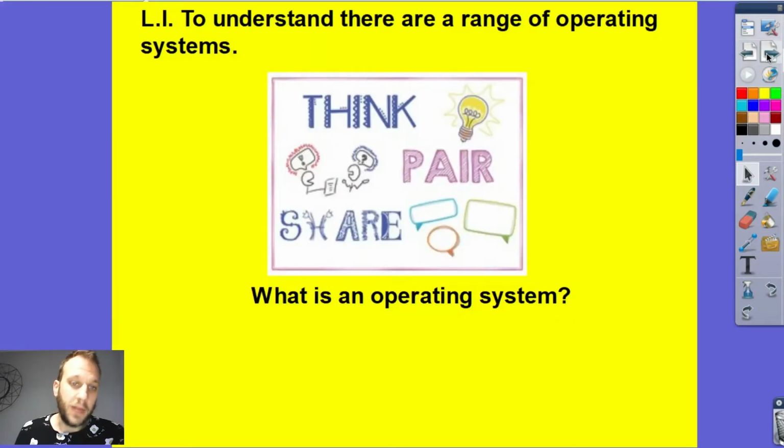So let's start off with a bit of think, pair, share. So I want you to have a think now about what is an operating system. So do you know anything about an operating system? So have a think about that. And then in a moment, I'm going to ask you to turn to your partner and tell them what you think, if you know anything, see if they know anything, and then we'll share. Okay, so we'll pause the video now, and you'll have a chance to talk about what is an operating system.